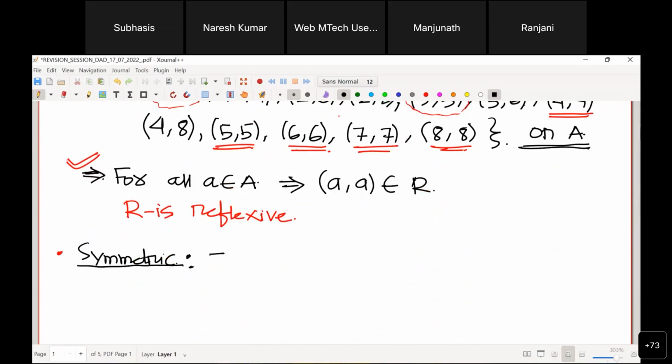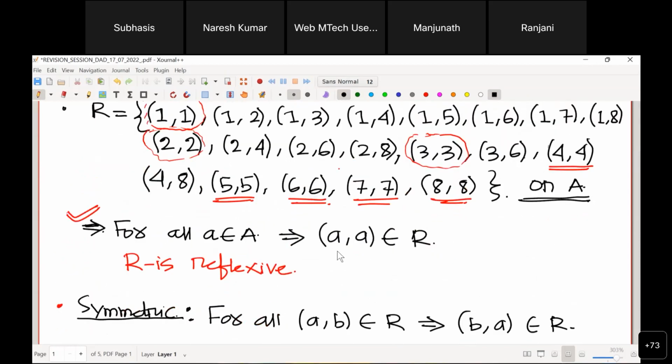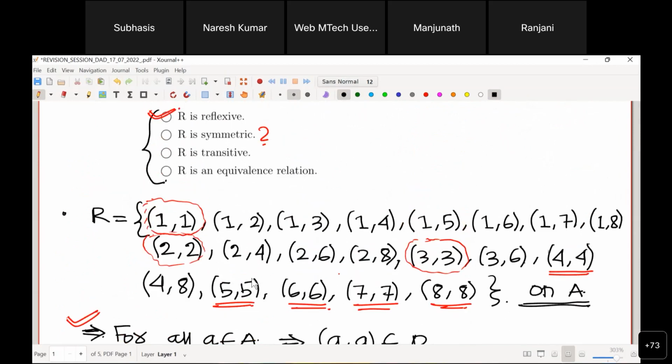Correct. So for all a comma b in R, this should imply that b comma a is also in R. So this condition should hold for all the pairs of R, not for a single pair. So again, I have to go and check whether this condition holds for all the pairs of R or not.